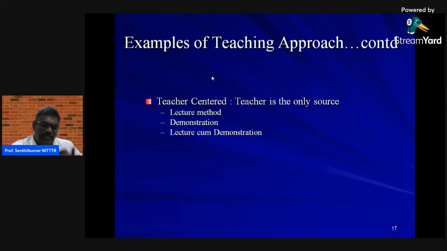Demonstration: suppose I have to bring a certain model. Normally teaching aids include a static model as well as a dynamic model. A static model has no movements. In a dynamic model, suppose I am teaching an internal combustion engine, a four-stroke diesel engine. I have to bring a four-stroke diesel engine model, a working model operated by a battery or hand operated. It has four strokes: suction, compression, working and exhaust. So every two rotations, there is one power stroke.